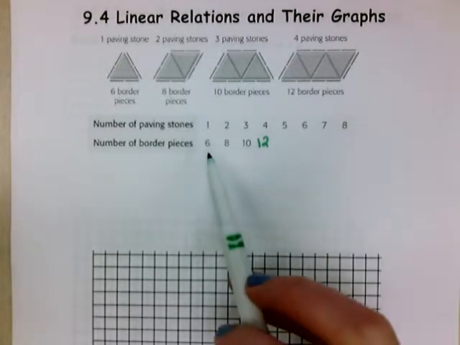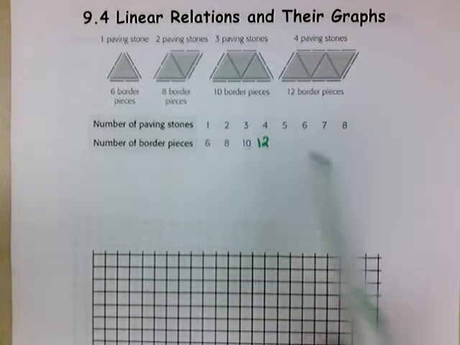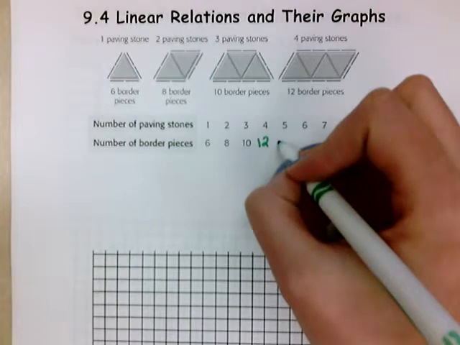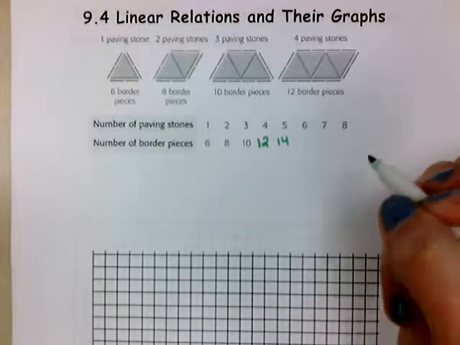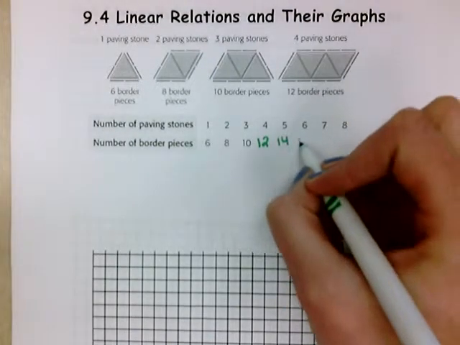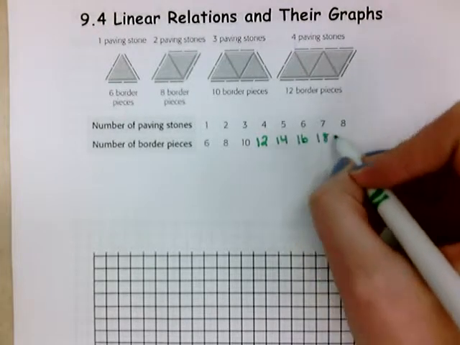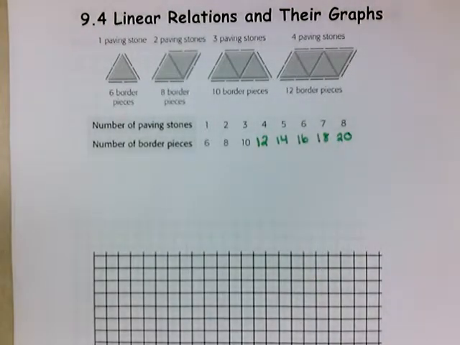So what kind of pattern do you see here? It's going up by 2s on the bottom. So you should be able to just fill this out by counting up by 2s. So 12, 14, 16, 18, and 20. Then all they're asking you to do here is to graph this relation.